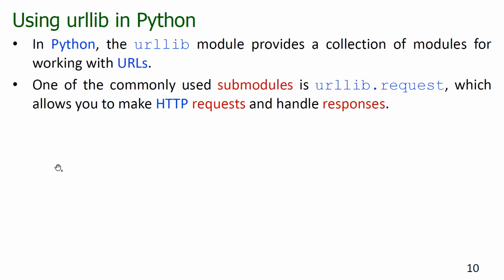Then coming to the next library used for HTTP requests, that is urllib, which stands for Uniform Resource Locator Library. In Python, the urllib module provides a collection of modules for working with URLs, that is, web addresses. One of the commonly used submodules is urllib.request, which allows us to make HTTP requests and handle responses.